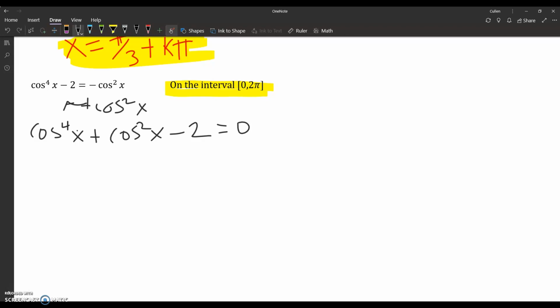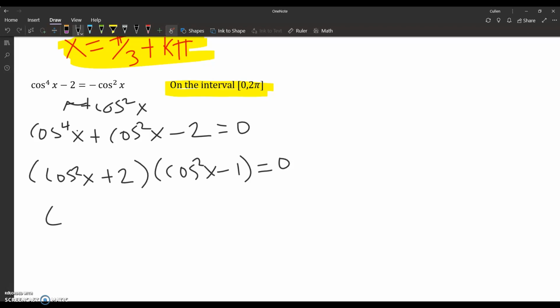So you've got to think about what numbers multiply to be -2 and add up to be +1. And I'm going to go ahead and write, so we'll have cosine squared x. It was cosine to the 4th, so when you factor this, it'll be cosine squared and cosine squared. Two numbers that multiply to be -2 and add to be +1 are +2 and -1. So we'll have cosine squared x plus 2, and we'll have cosine squared x minus 1. And we're going to set both of those things equal to 0.